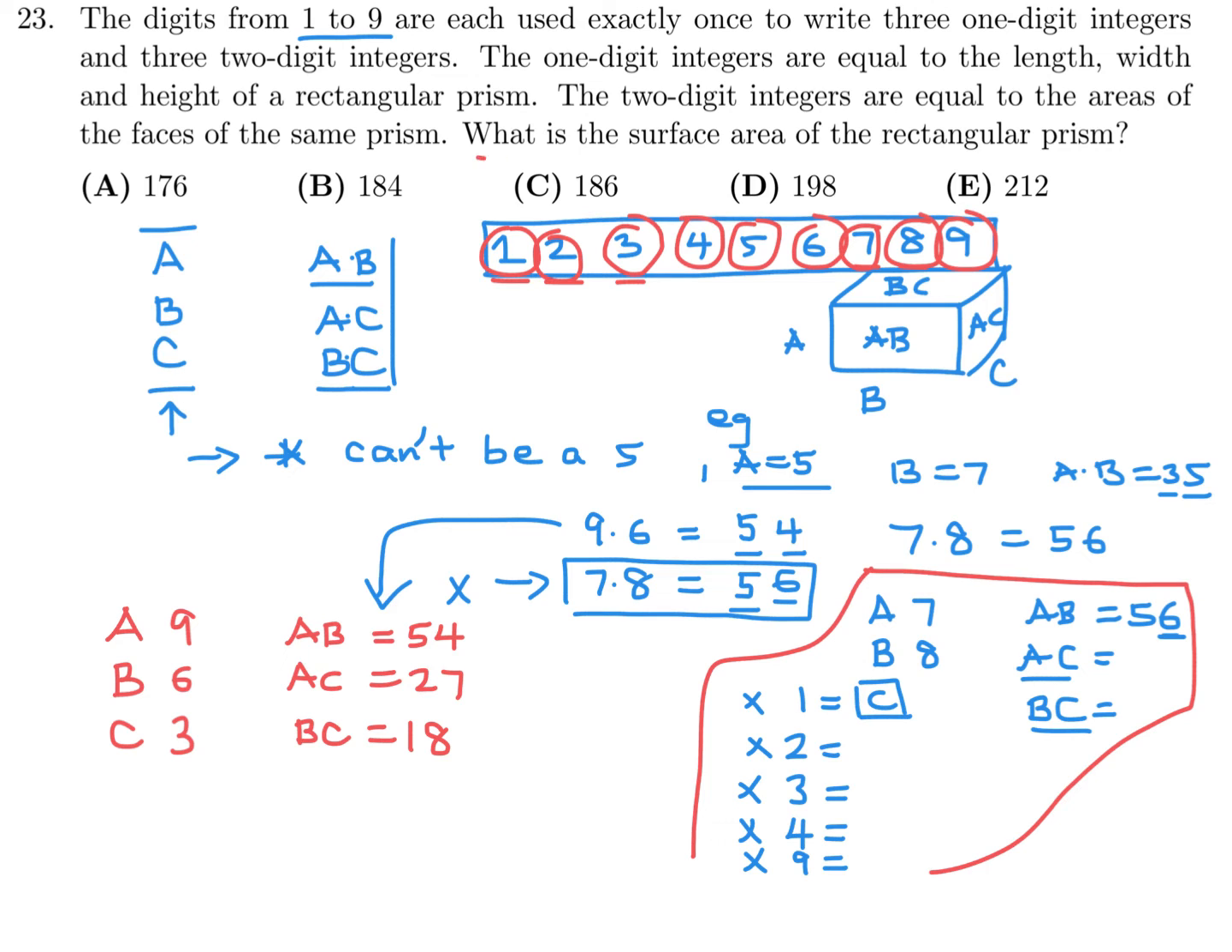Now we're still not done. We still have to figure out the surface area of the prism. Surface area would be these 3 guys times 2. So add them up and multiply by 2. And when you do, you will get 198, and therefore the answer is D.